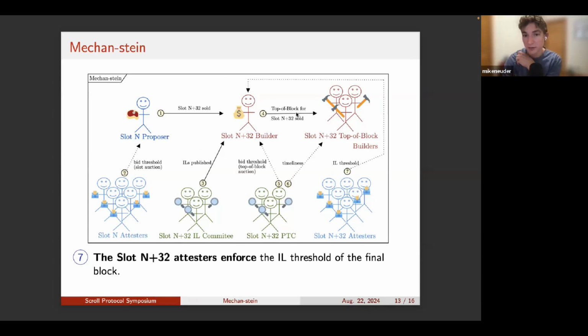So the top of block revenue, yeah, I guess, but then bidding, even if you have a bid threshold, if the revenue is coming right back to you, I guess I don't really understand what the bid threshold does.